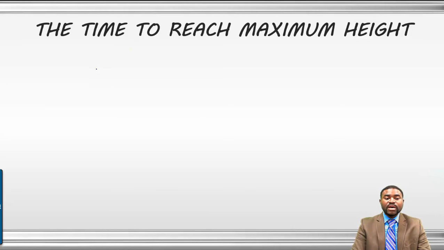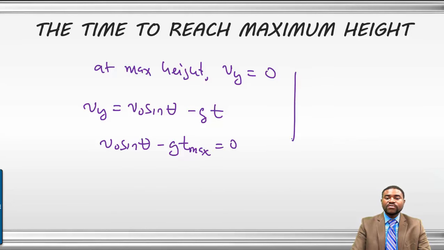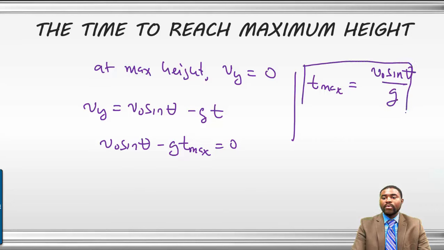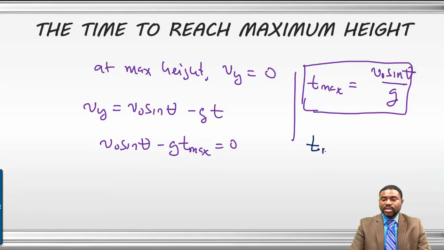Look up, everybody. At max height, Vy is equal to zero. But we know that Vy is equal to V naught sine theta minus Gt. So this means that V naught sine theta minus G t max is equal to zero. If we solve for t max, t max will be equal to V naught sine theta all divided by g. Let me put it this way: the time to reach maximum height, t max, is equal to V naught sine theta all divided by G.